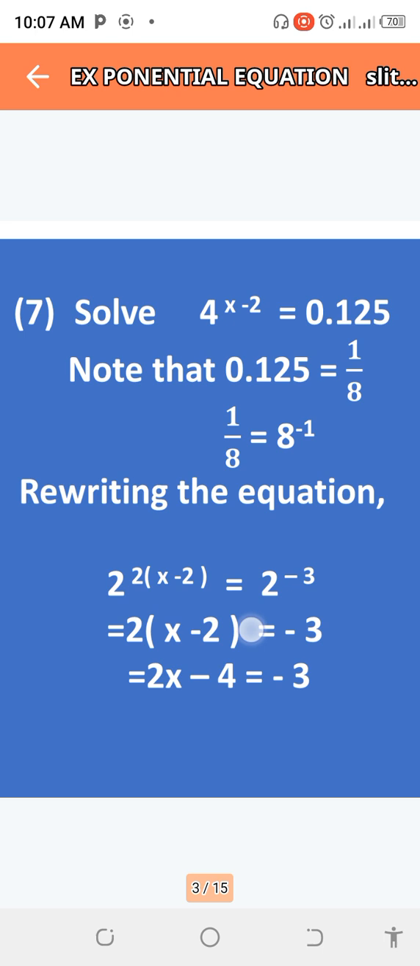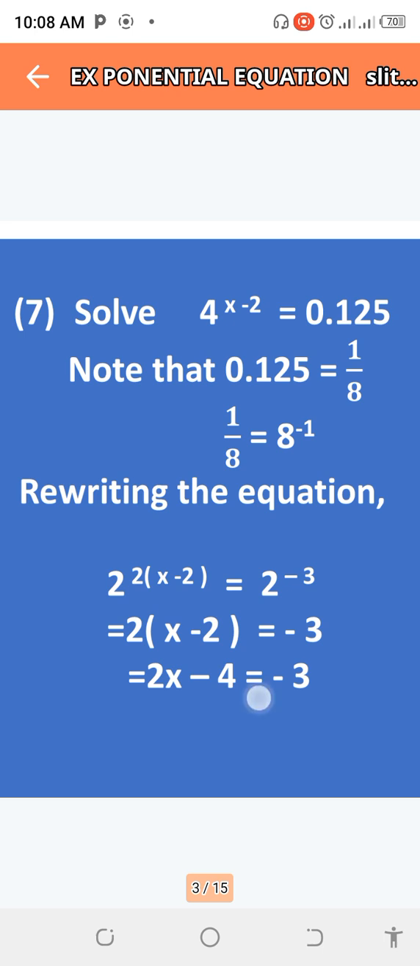You see here now, the bases are equal, and what we need to do is cancel the bases. So what we have now is 2 into x minus 2 is equals to minus 3. So we have to expand this. When we expand this, we will now have 2 times x is equals to 2x. 2 times minus 2 is equals to minus 4. Is equals to what? Minus 3.